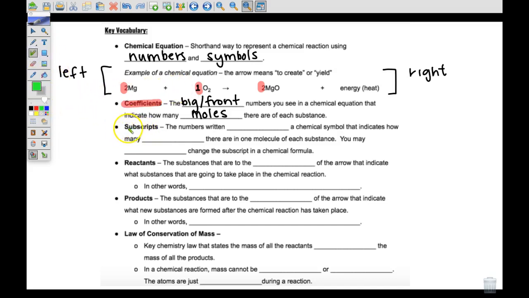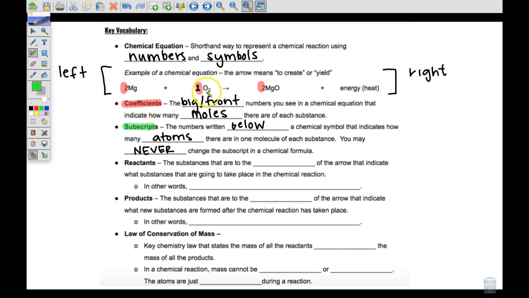Our next vocabulary word is subscript. And a subscript is the number written below a chemical symbol that indicates how many atoms there are in just one molecule of each substance. So when given a formula, you are never going to change the subscript.